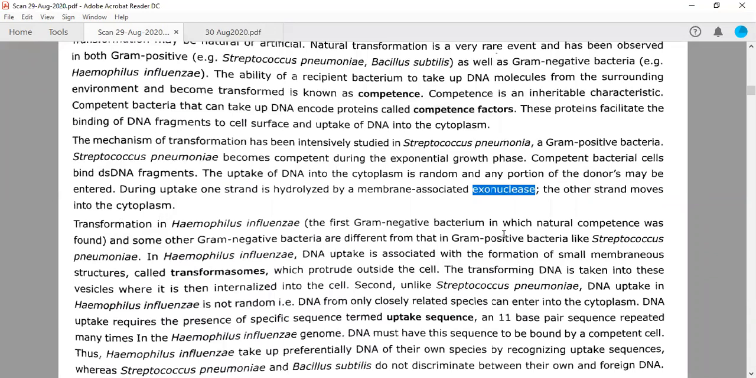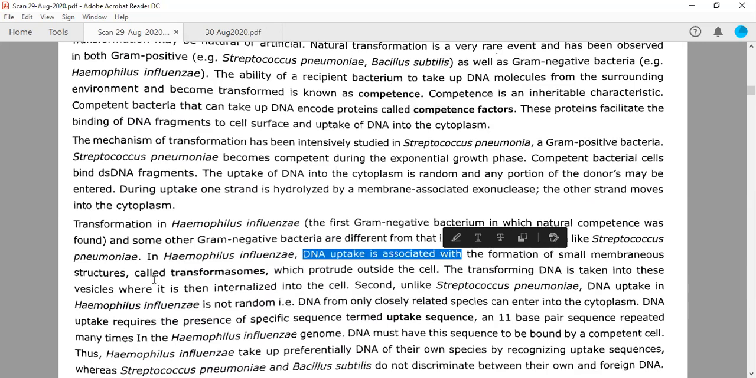So, okay, in gram-negative bacteria, for example Haemophilus influenzae, this was the first gram-negative bacteria in which natural competence was found. Some other gram-negative bacteria are different from the gram-positive bacteria, like Streptococcus pneumoniae. Streptococcus pneumoniae is a gram-positive bacteria. So Haemophilus influenzae, which is a gram-negative bacteria, has a different strategy. The DNA uptake is associated with the formation of small membranous structures that are called transformasomes. So these transformasome-like structures will be formed, and they will help.